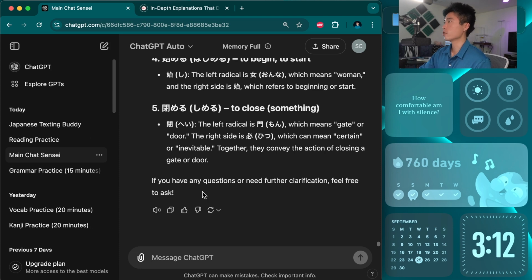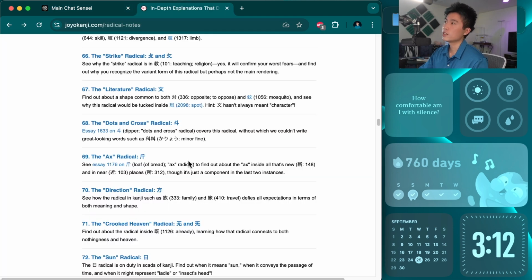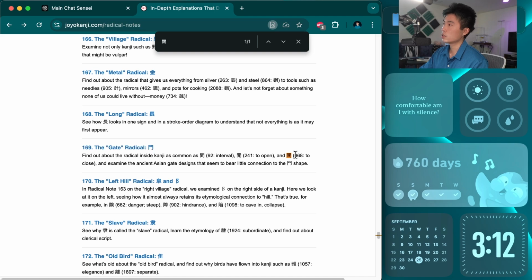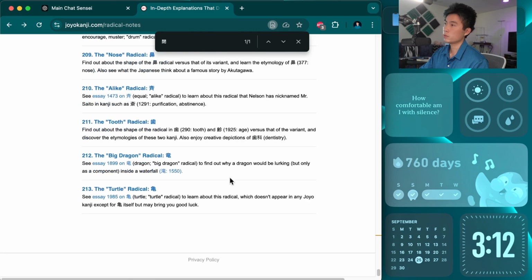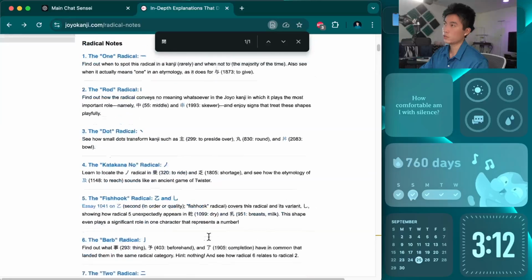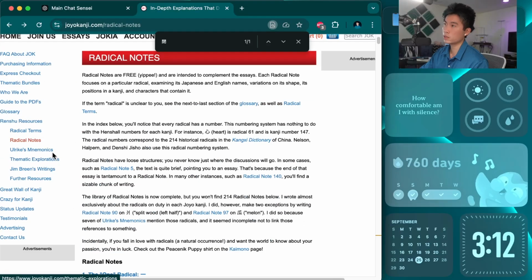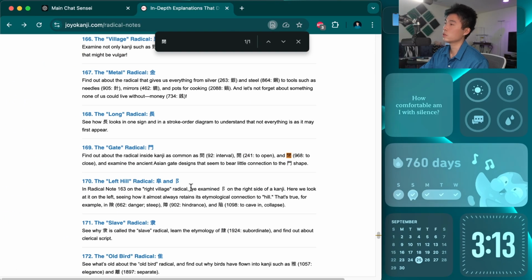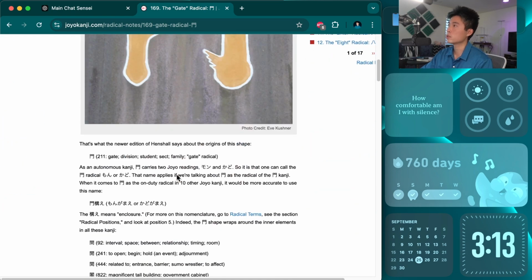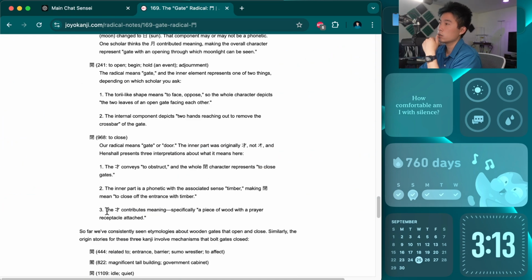Well, that's particularly why I kept this tab open, in case this happened again. The gate radical. There's 968, so that must be in reference to a different page that has it. I'm guessing. Radical notes seems to be the only thing there. Is there a link to it here? No. Okay, but it at least tells us right here. The radical here conveys to obstruct. Okay, I can sort of see it in a way, like a dude holding some spear or something.